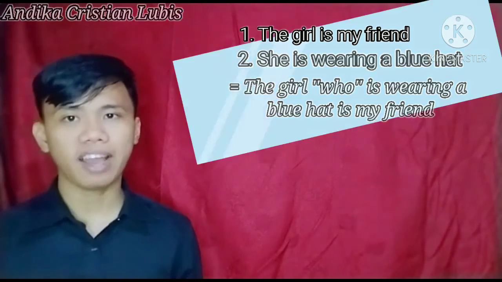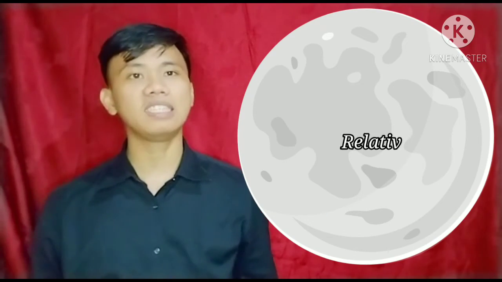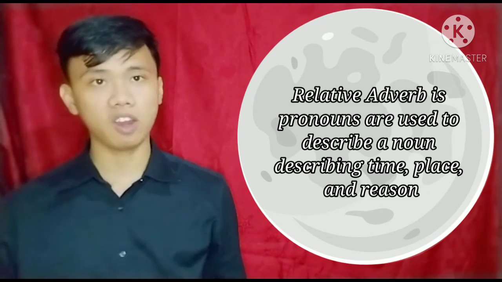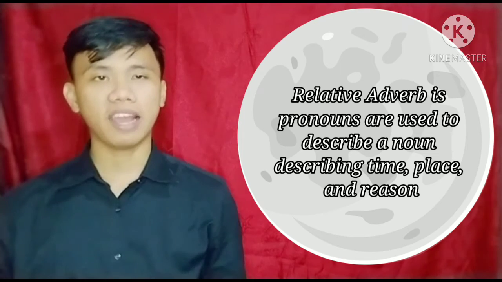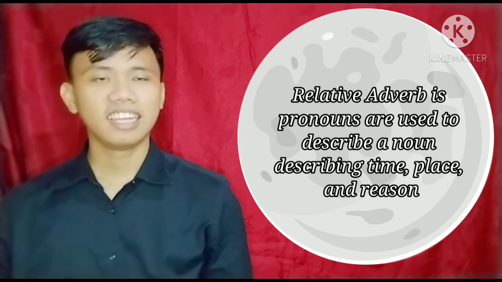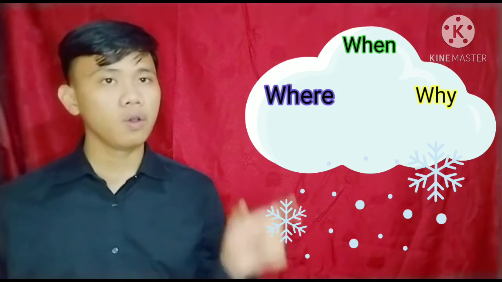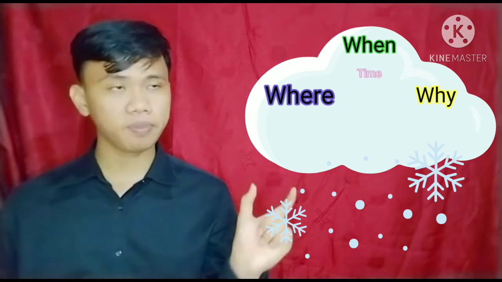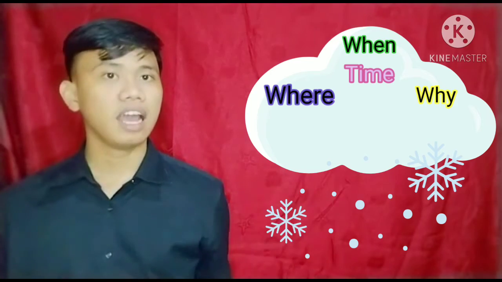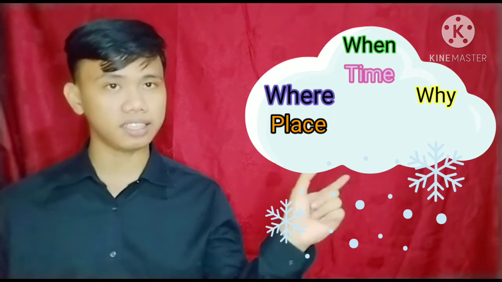That's the concept, guys. The second concept is relative adverb. What is the meaning of relative adverb? Relative adverbs are used to describe time, place, and reason. The types of relative adverb are when, where, and why. When describes a time, where describes a place, and why describes a reason.